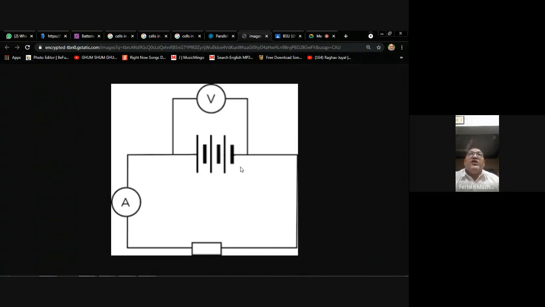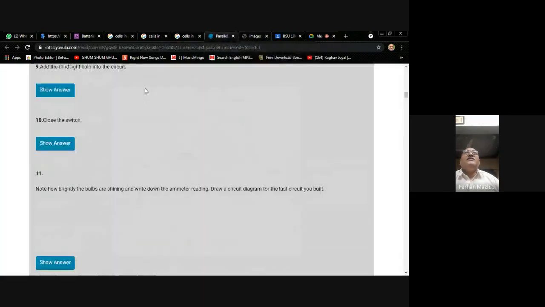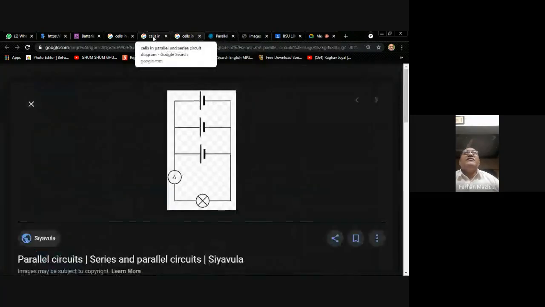EMF1, EMF2, EMF3, these are the individual EMFs of these cells. When you connect them in series with each other, this is called series. So when you connect them in series, the EMF of the combination will be equal to EMF1 plus EMF2 plus EMF3. So their EMF will add up. Okay. So I hope that you have understood. Let me show you another very good example.